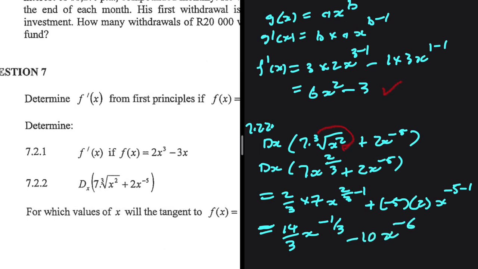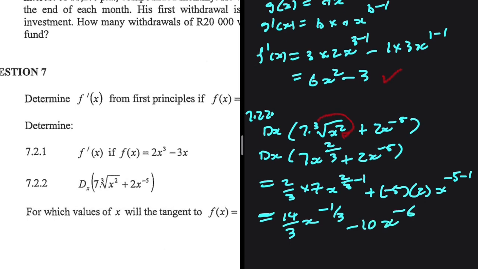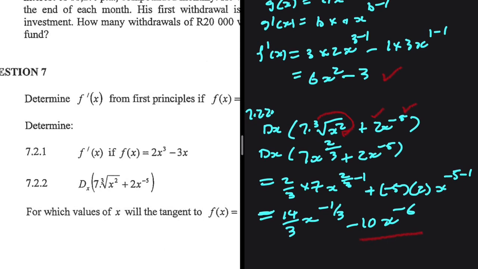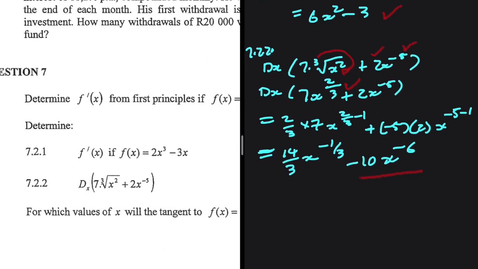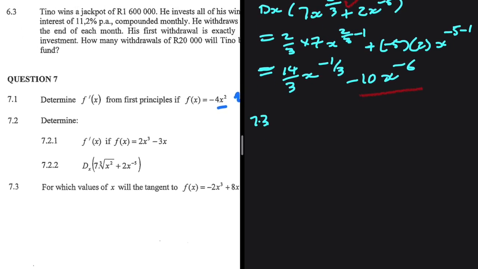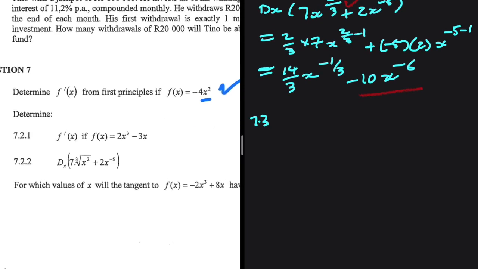Well, let me check if I'm not making any mistake. 2 minus 5, minus 10, x to the minus 6. So this is correct. Let's check this one. Okay, 7x to the 2 divided by 3. This is fine. And then I multiply 7 by 2 divided by 3. I think all is well. We can move ahead and do 7.3. You can let me know if all is not well in the comments.